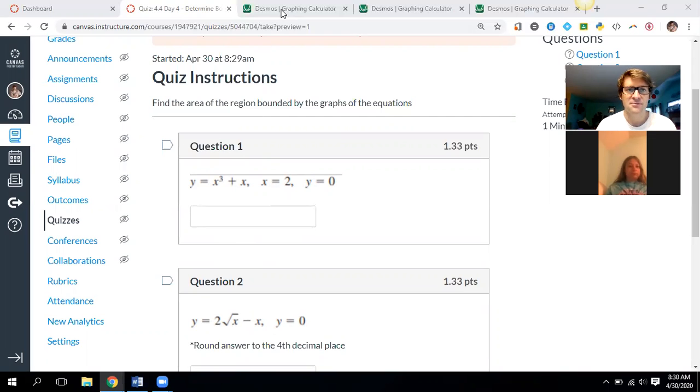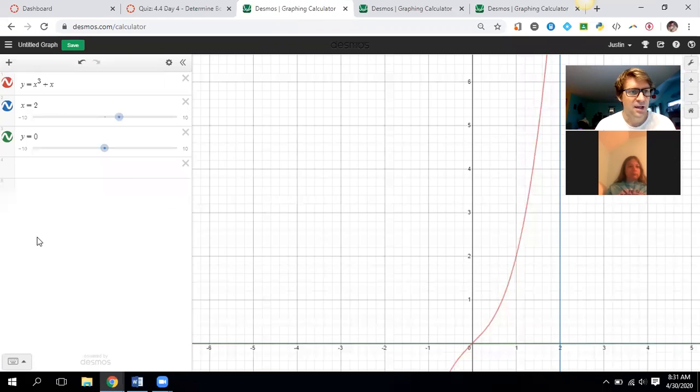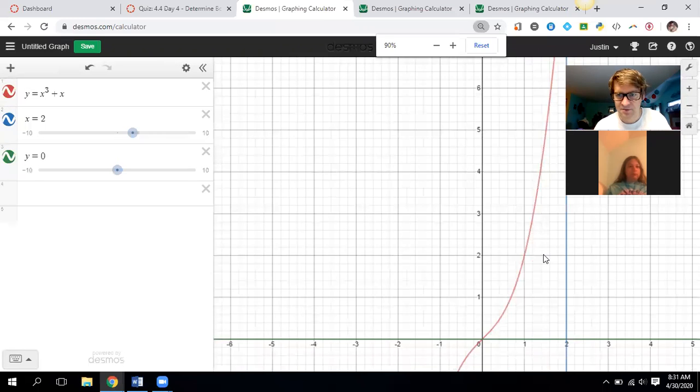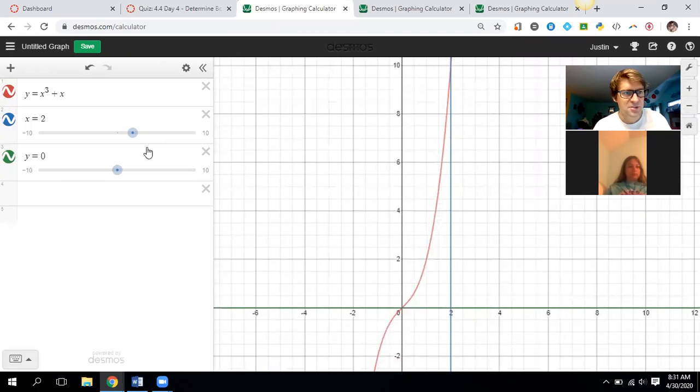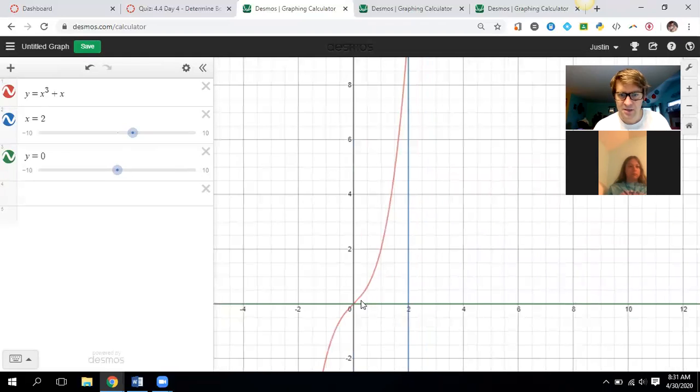And so I already have Desmos popped up here. I'll try to zoom this in a little bit. Okay, so here's the first question. We have this bounded region here. This is a graph. So we have this kind of curvy line here, and then we have x equals 2, which is a vertical line, and then we have y equals 0, which is kind of hard to see, but that is the x-axis. So what we want to do is find this region that's in between those three lines.